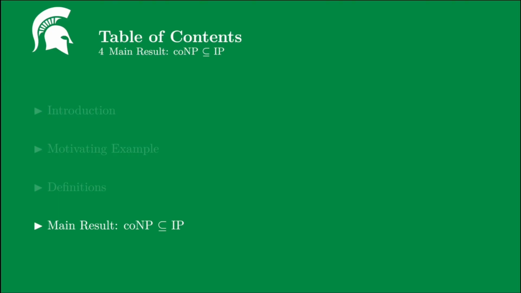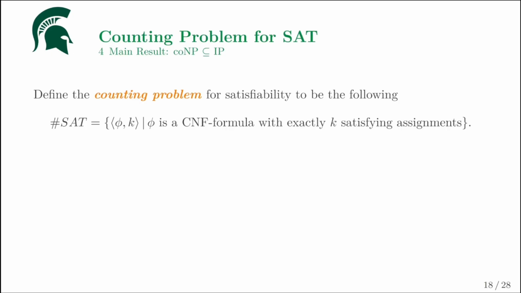In this section, we want to prove that the class co-NP, which is the class of all languages whose complements are in NP, is a subset of IP. In order to do this, first we will define the counting problem for the satisfiability of CNF formulas. Let numbersat be the set of strings encoding a CNF formula, phi, and a non-negative integer k, where phi has exactly k satisfying assignments.